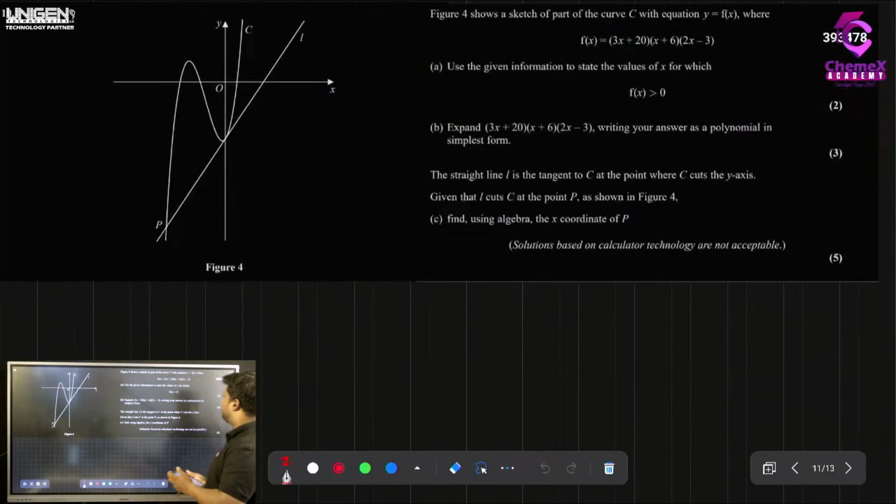Alright, now is a tougher one, I think. Using the given information, state what is the value for each. So if you equal these, what do you get? They are asking to show the sketch of f(x). f(x) is given. Use the given information. State the values of x for which f(x) is larger than 0. So if it is larger than 0, what are the values we should get?